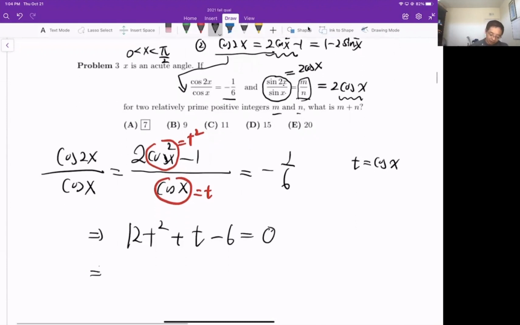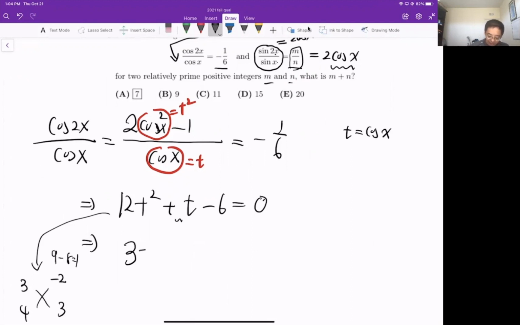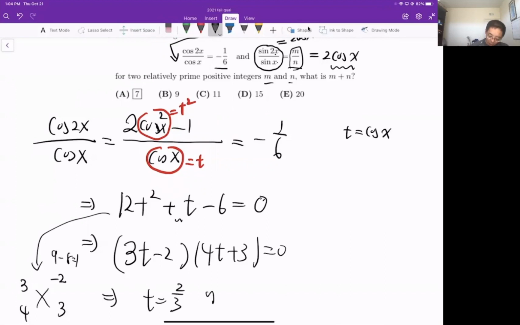All right, to solve the quadratic equation, either we just use the quadratic formula or we can simply factorize this. So here we can simply factorize it. 12 is 4 times 3, and 6 is 3 and 2. If I put negative, I have 9 minus 8 is 1. Then we just get (3t minus 2)(4t plus 3) equals 0. And this tells us t equals 2/3 or t equals negative 3/4.